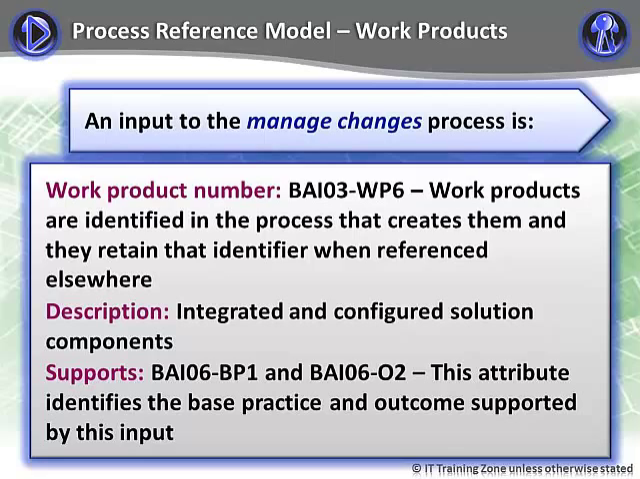Description: Integrated and configured solution components. Supports: BAI 06 BP1 and BAI 06-02. This attribute identifies the base practice and outcome supported by this input. Or, to put it another way, it identifies the base practice and output that are dependent on this input. If the input is in any way deficient or substandard, then that practice and outcome will be jeopardized.